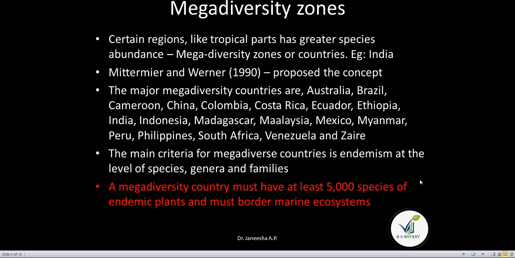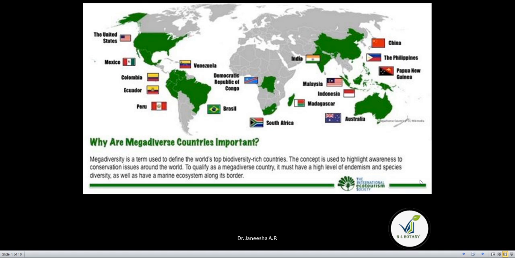And there are certain criteria for a megadiversity country. A megadiversity country must have at least 5,000 species of endemic plants and must border a marine ecosystem. We know what an endemic plant is. Endemic plants are plants which are located only in a particular area. So, if a country has at least 5,000 species of endemic plants and it borders a marine ecosystem, then it is considered a megadiversity zone. These are the pictorial representations of megadiversity countries.